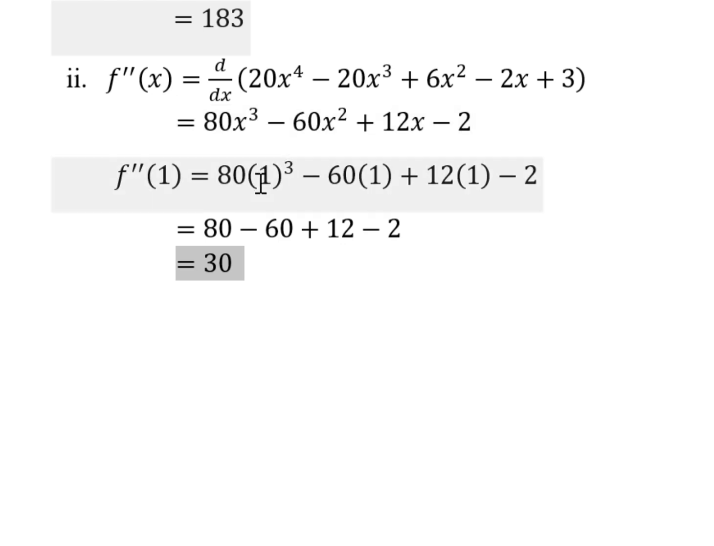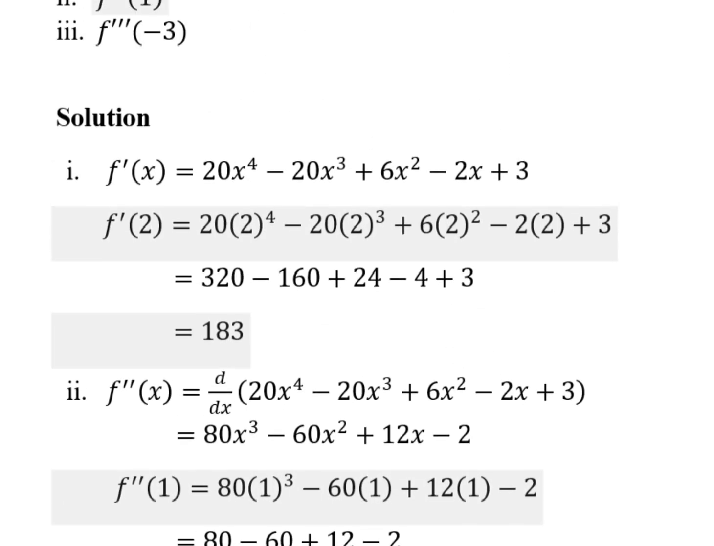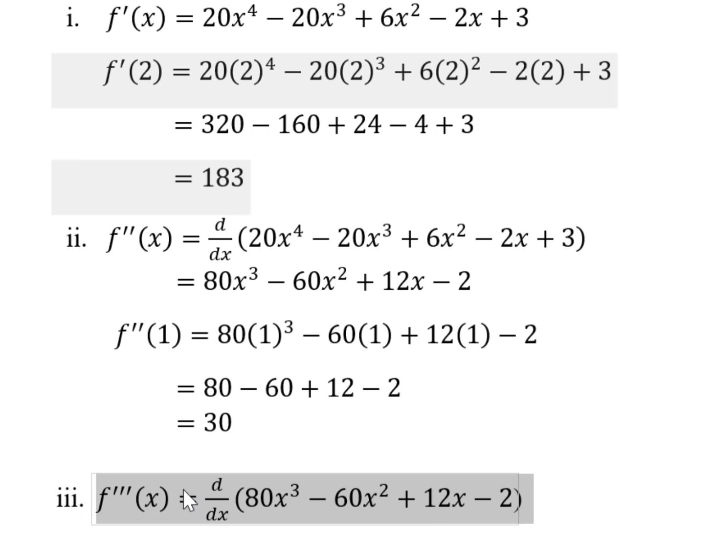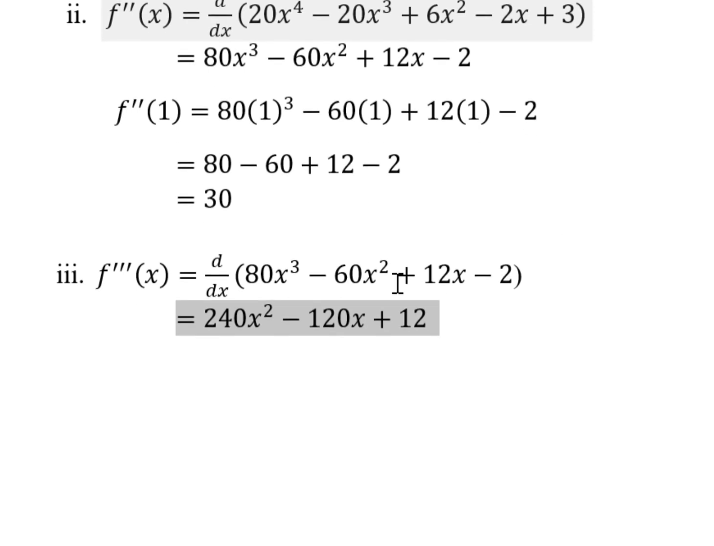The third one wants us to get f'''(-3). That means we need to get the third derivative first. And we can get the third derivative by differentiating the second derivative. So that's what we have here. We have to differentiate this second derivative with respect to x. When we do that, this will give us 240x^2 minus 120x plus 12. That is f'''(x).